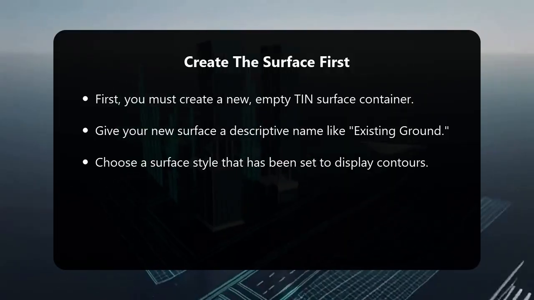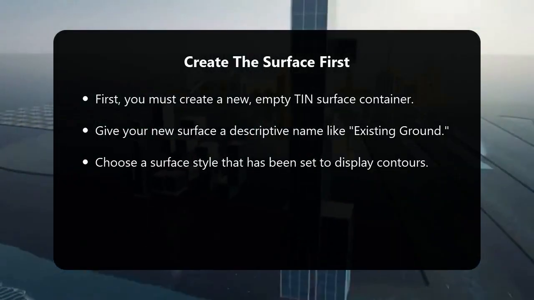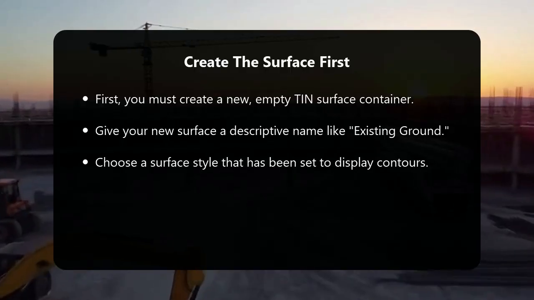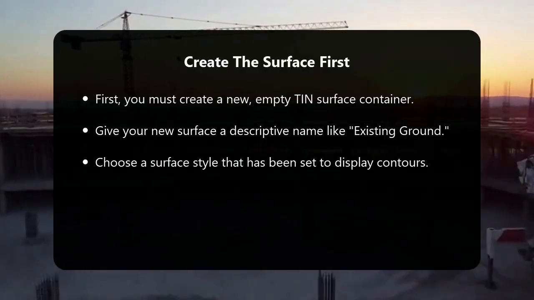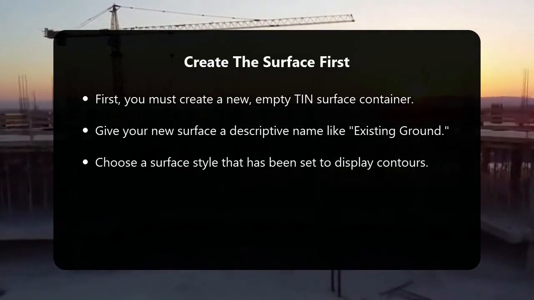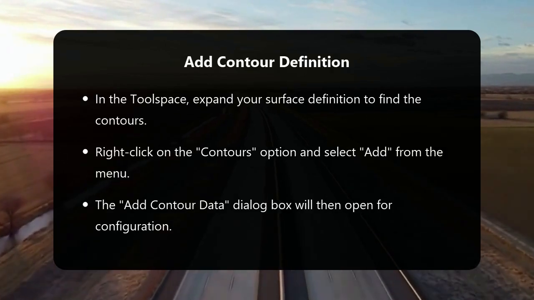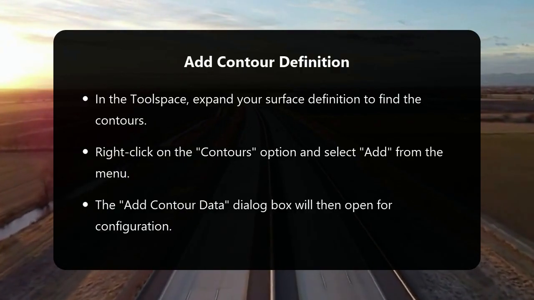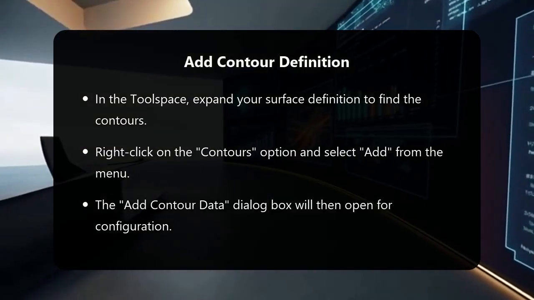Find your newly created surface in the Prospector tab and expand its entry by clicking the plus sign. You will see a definition category. Expand the definition to reveal various types of data you can add to build the surface. For this task, you will right-click on the Contours option. From the context menu that appears, select Add. This action opens the Add Contour Data dialog box, which is where you configure how the data will be interpreted.